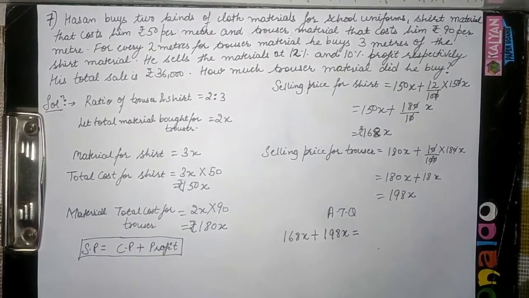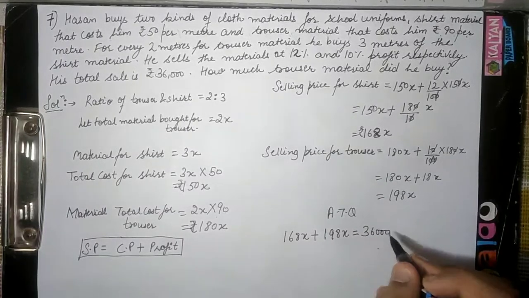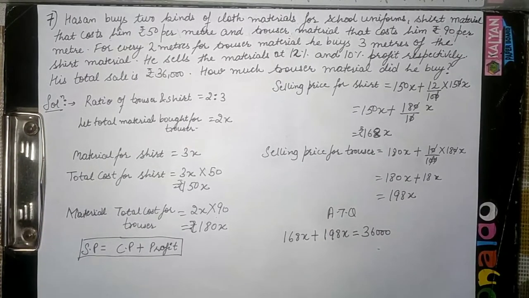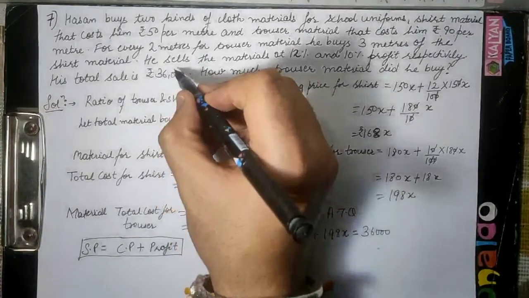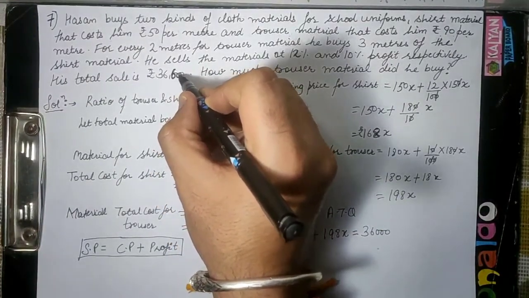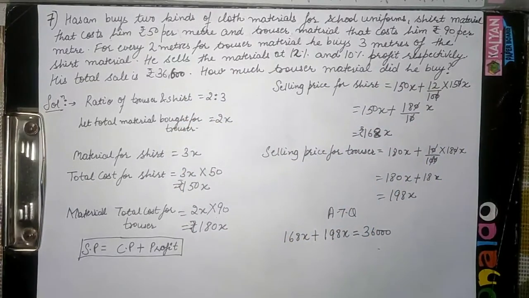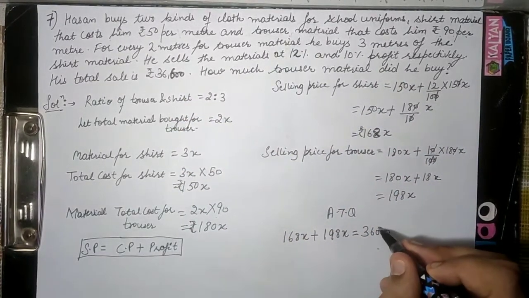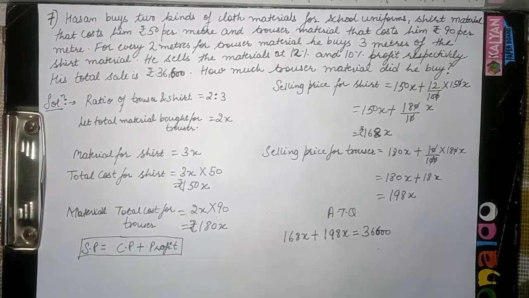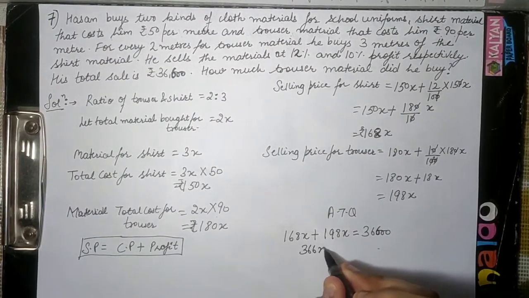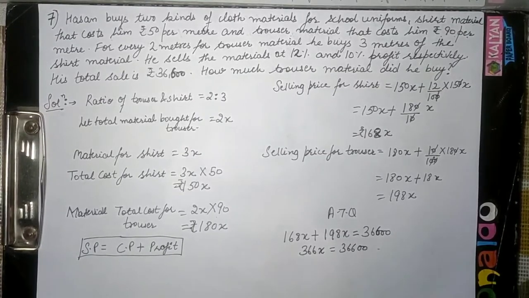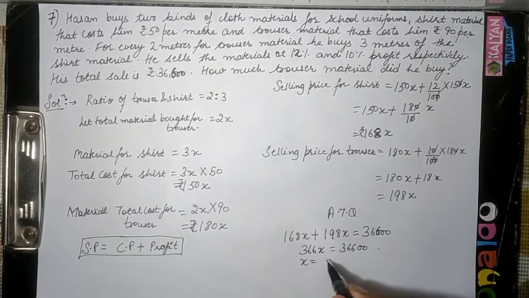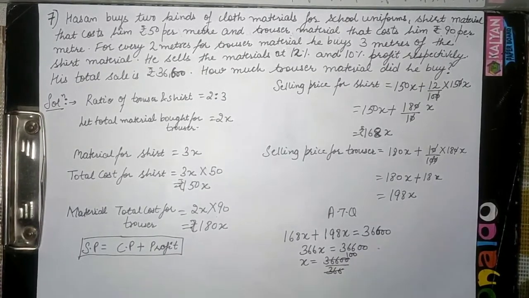The total selling price is 36,000. So we will add this. This adds up to, sorry, the total cost in the question was 36,600, not 36,000. So 168x plus 198x will be equal to 36,600. This will be equal to 366x equal to 36600. And to find x, x will be 36600 upon 366, which will be 100.